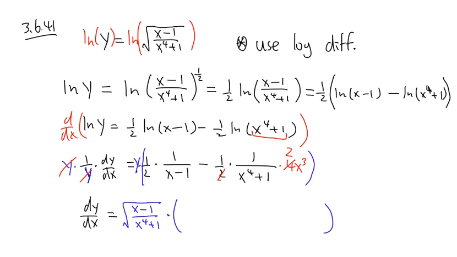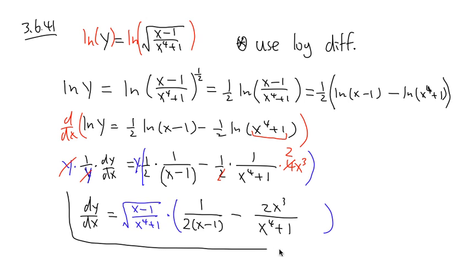And now let's take a look. On the first part, 1 times 1 is just 1 over, I have 2 times (x minus 1). And I can put this as 2 parentheses x minus 1, because there's always an invisible parentheses around the denominator. And on the second part, I have minus. The numerator is just 2x to the 3rd power, over the denominator x to the 4th plus 1. And this is exactly the answer in the back of the book.